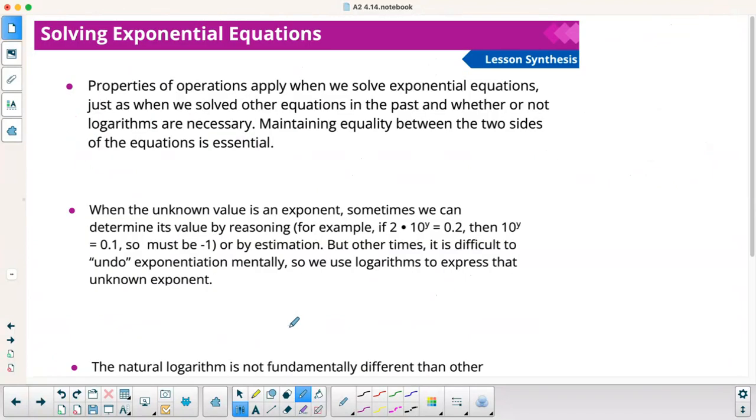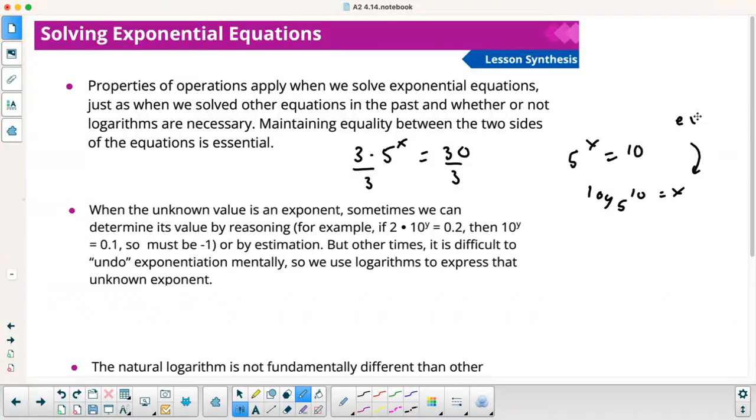All right, so let's take a look at this lesson synthesis. Properties of operations apply when we solve exponential equations, just as when we solved other equations in the past, and whether or not logarithms are necessary. Maintaining equality between the two sides of the equations is essential. Okay, so that kind of came out to something like this. If I had 3 times 5 to the x equals 30, well, you got to divide each side by 3 first. And then we get 5 to the x equals 10. And then we could say, okay, log base 5 of 10 equals x, okay? So this is just equation properties here. And then this is basically going from exponential form to log form, okay?